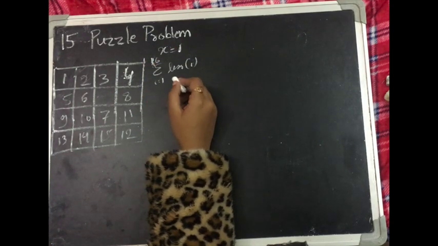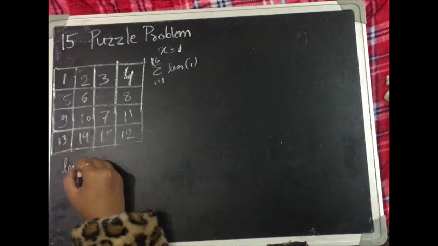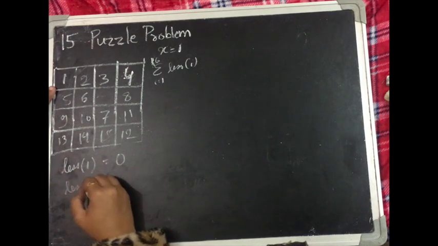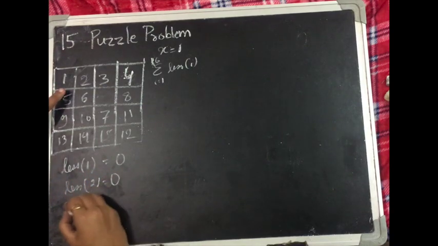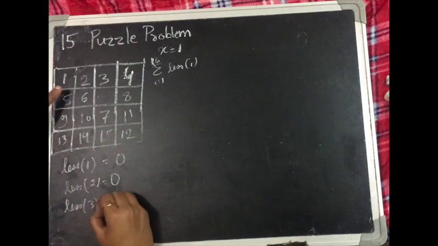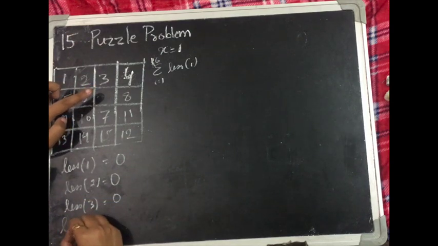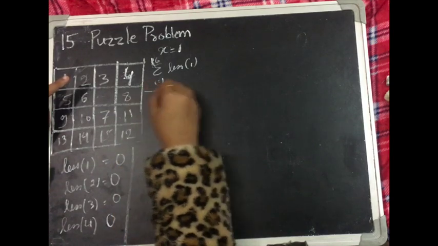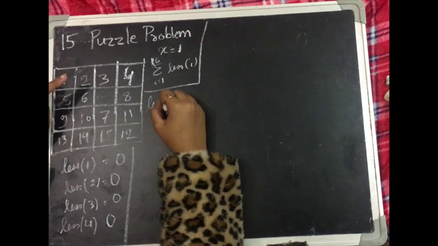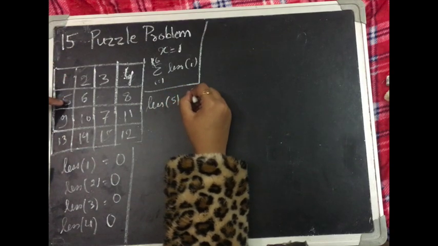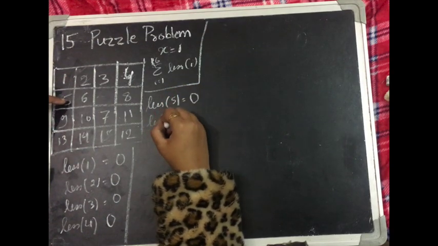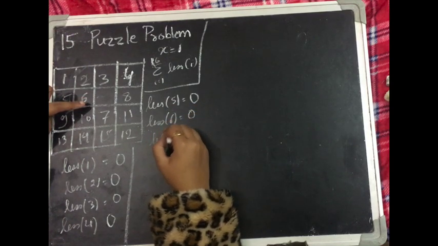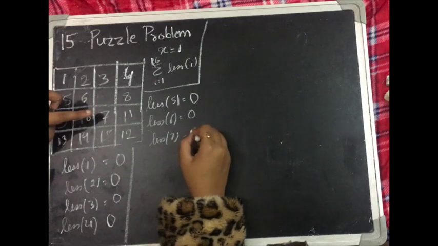So if we have to find out less of 1, less of 1 is 0. Then less of 2 is also 0. Less of 3 is also 0. Less of 4 also comes out to be 0. Then similarly less of 5 also comes out to be 0. Less of 6 comes out to be 0. Then less of 7 also comes out to be 0.